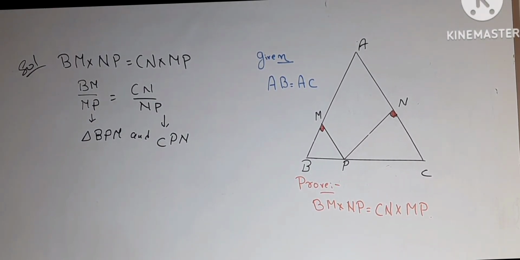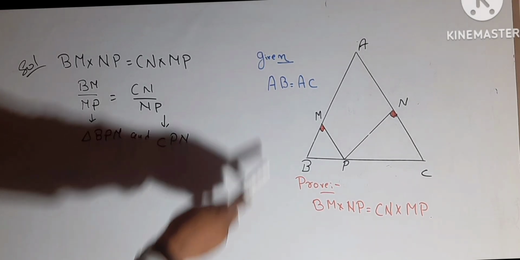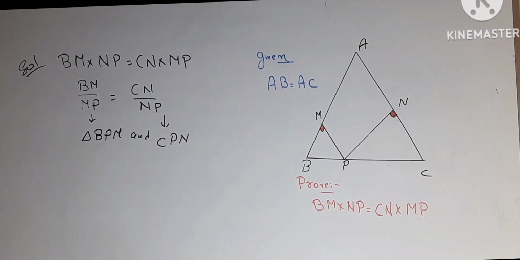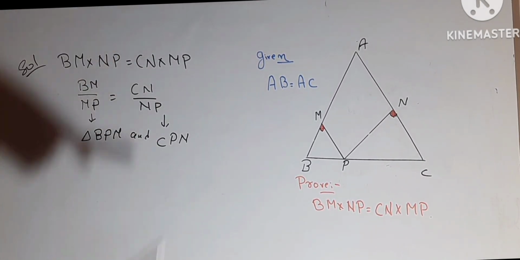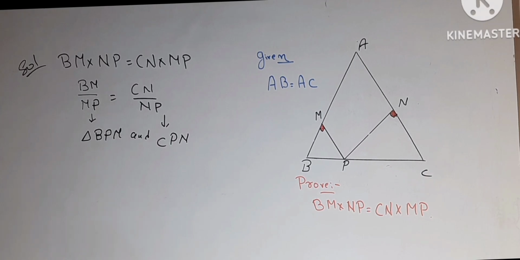They told you AB is equal to AC, but is AB lying in this triangle? The triangle we have taken? No, so it's not lying. So what do you have to do? Because they told you AB is equal to AC. It's not that BM is equal to NC, they told you. No. So what do we have to do? Let me see what we can do.